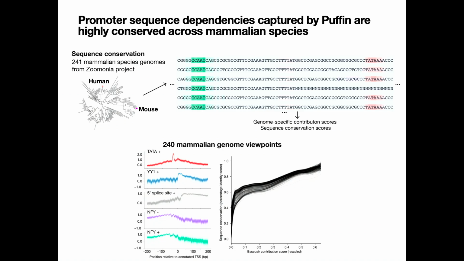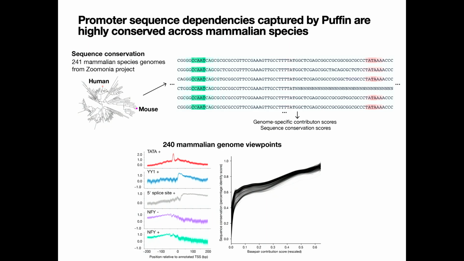So previously, I've shown you that if we look at it from the human genome perspective, the motifs are more conserved when they are located at positions where they have stronger contribution to transcription start site. So now we do it from the viewpoint of each of the 240 mammalian genomes, right? If you are just starting from each one of those genomes, you do have to make the assumption that the transcription start site is conserved from the human to that species.